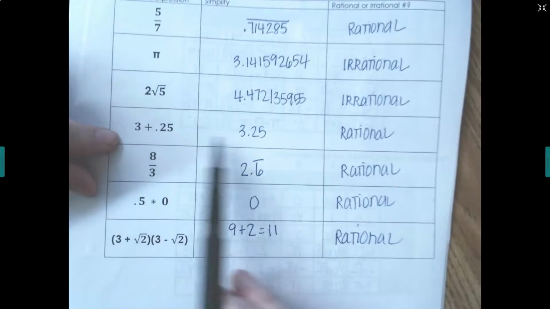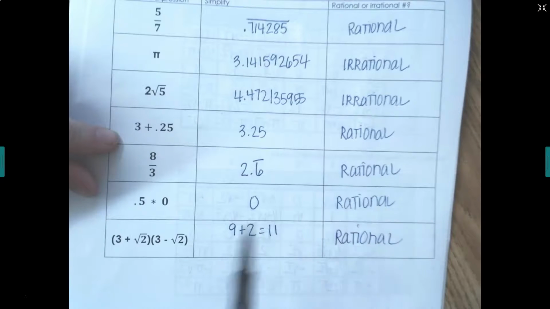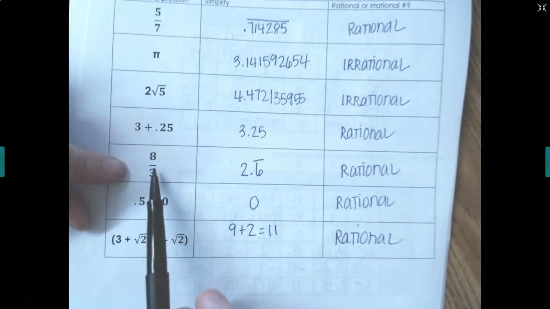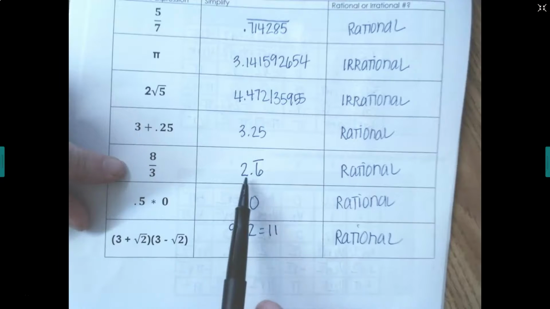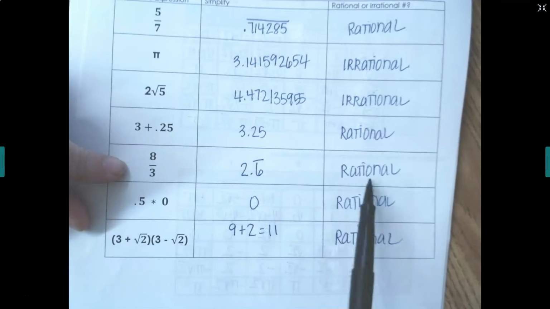3 plus 0.25 equals 3.25. That's a rational number. It's a terminating decimal. 8 divided by 3, that's an improper fraction, which gives you 2.666 repeating, so 2.6 with a bar. Repeating decimals are rational.